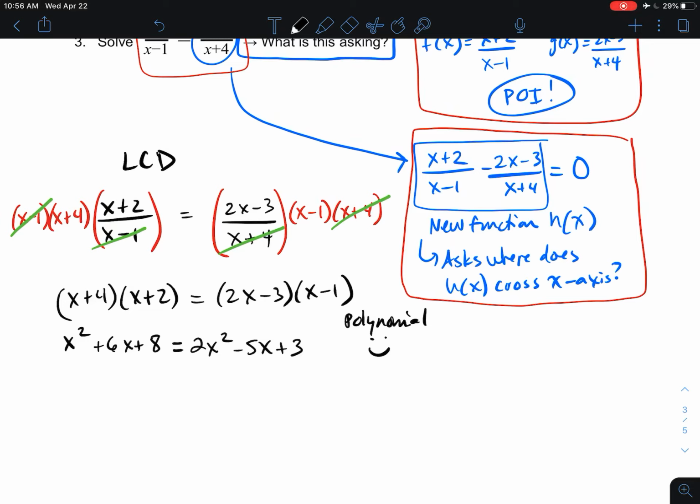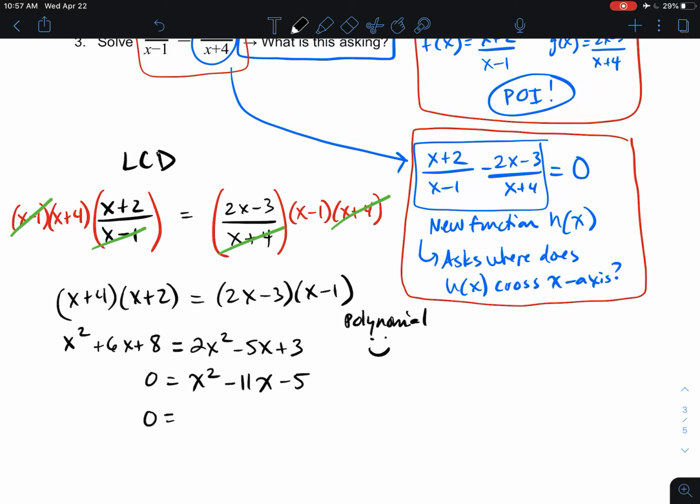Bring all the terms over to one side. That's how we solve a quadratic equation, or in general, really any polynomial equation. And so we have 2x squared minus x squared, which is x squared. And then negative 5x minus 6x gives us negative 11x. And then 3 minus 8 gives us negative 5. Now, again, really simple to solve this equation.